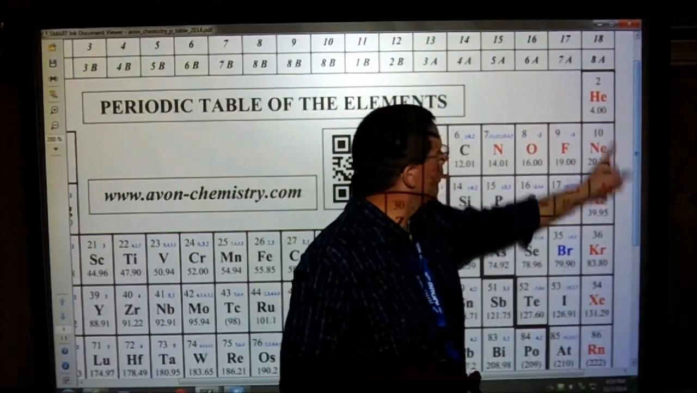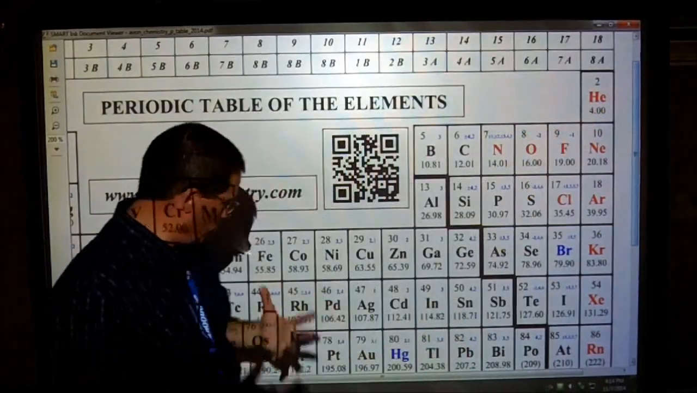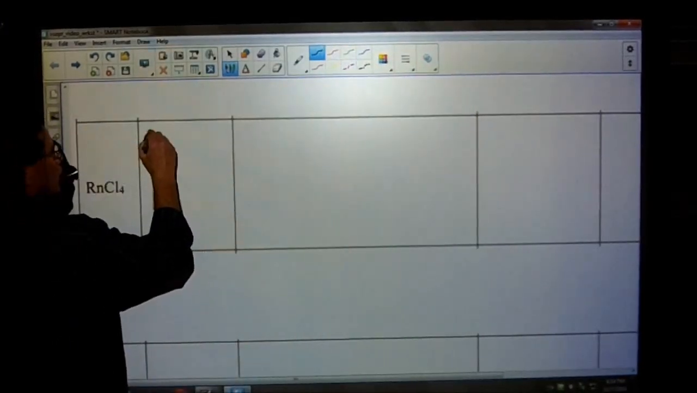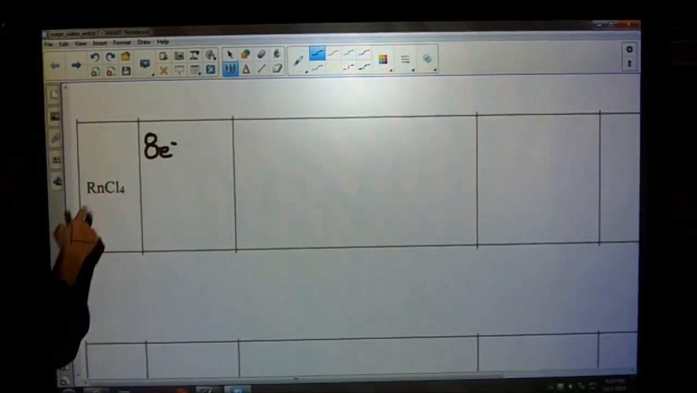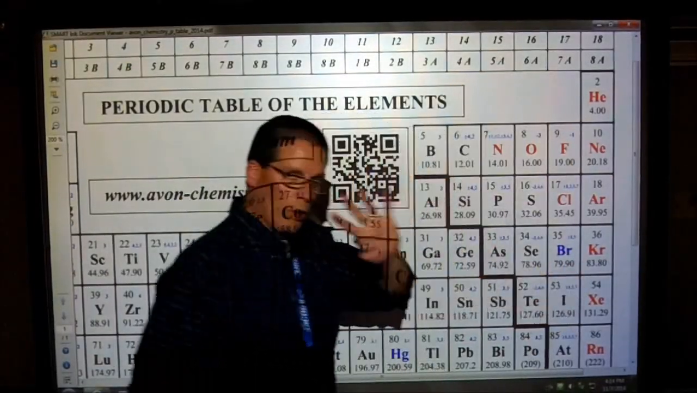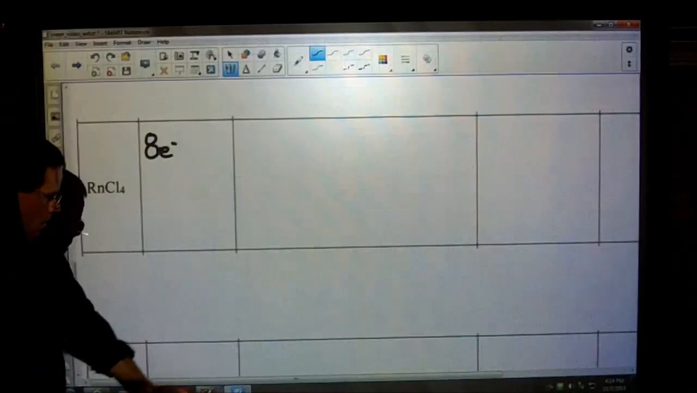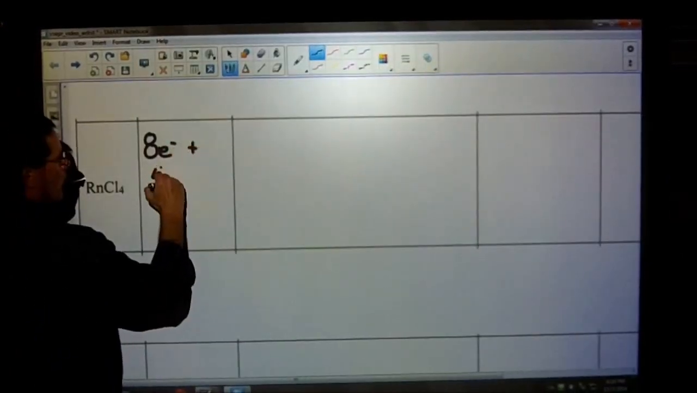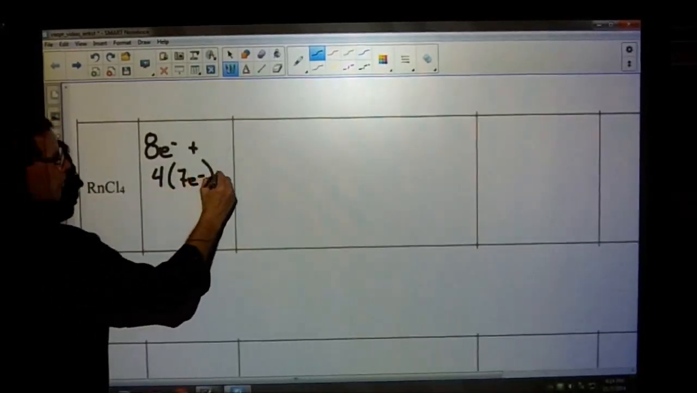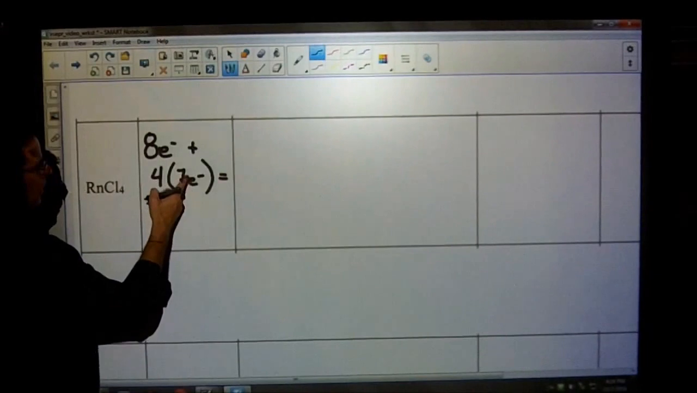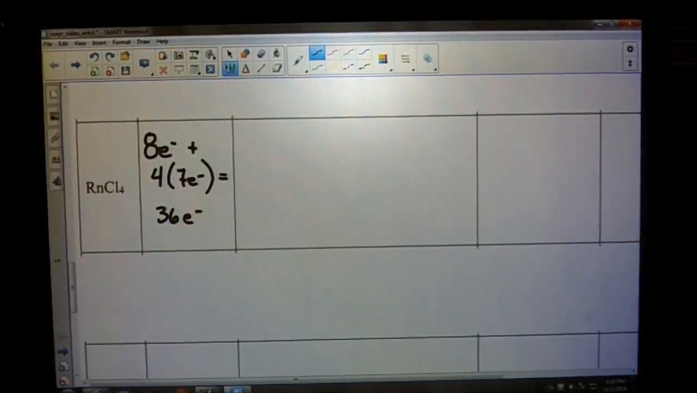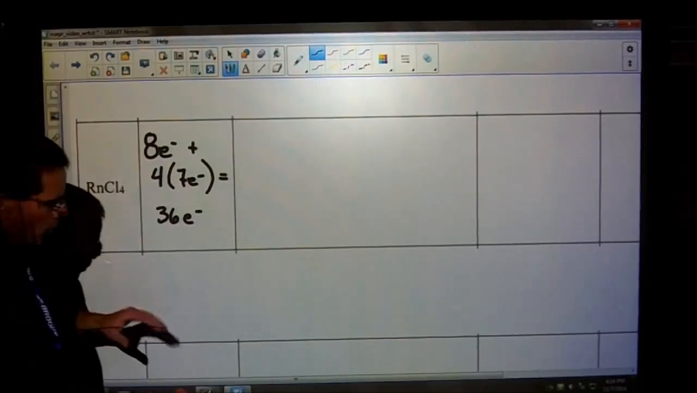So the radon brings 8 valence electrons. Yes, we still consider that. So we're going to have 8 electrons from the radon. And then chlorine, each chlorine, again, brings 7 electrons, and we have a total of 4 of those. And there is no charge on this, which is kind of nice. So we have 28 plus 8, which is 36 electrons. Okay, it's an even number, but it's a good number that we can work with.